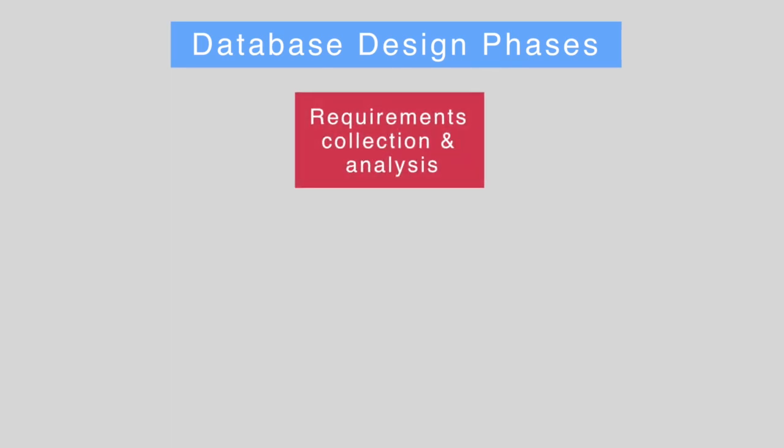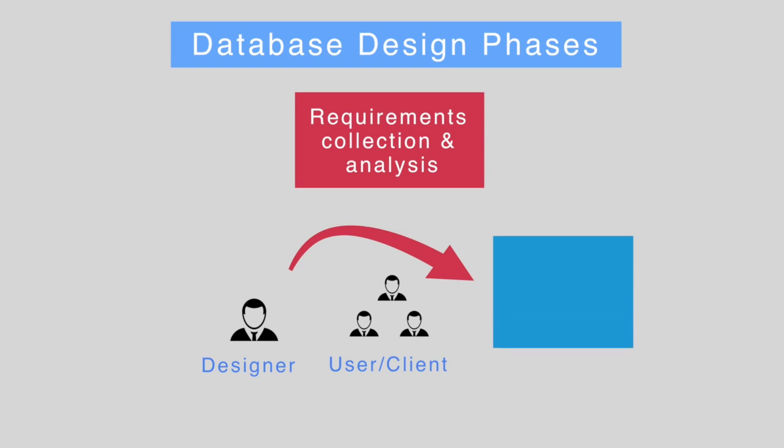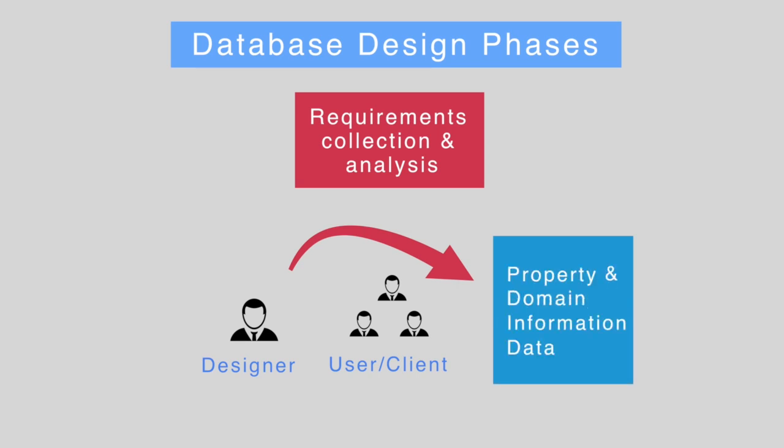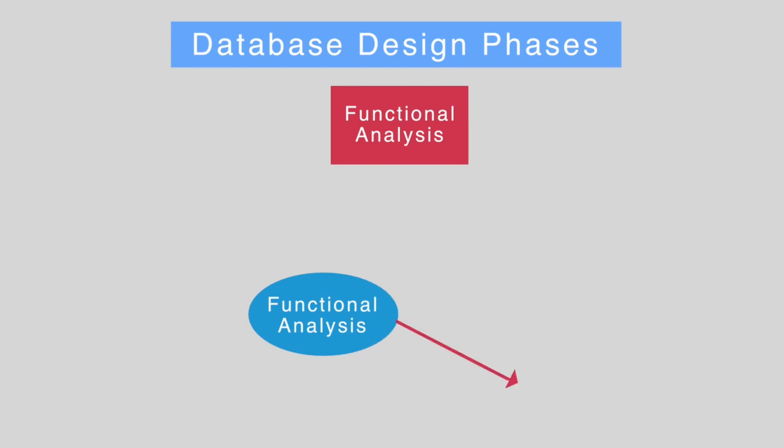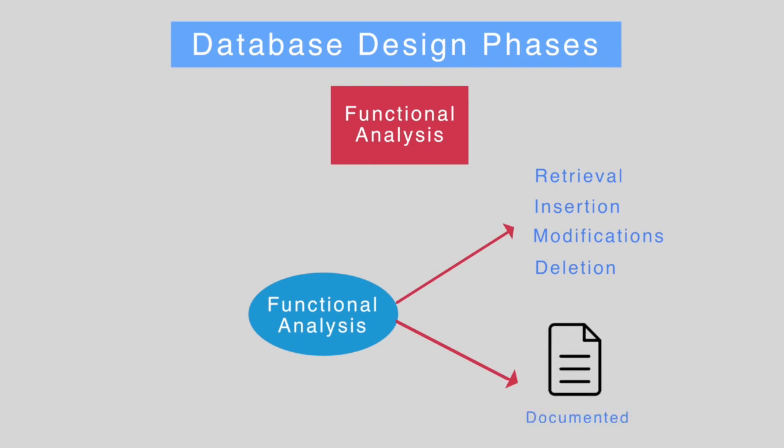In the requirements collection and analysis phase, designers will talk to users or clients to collect the data requirements. Designers must concentrate on properties and domain information of the data to be stored. In functional requirements analysis, along with the data requirements, designers also need to analyze the functional requirements of the application. These functional requirements are user-defined operations or transactions that are performed on the data, and the operations on the data can be retrievals, insertions, modifications, deletions, etc. All these requirements must be properly documented.